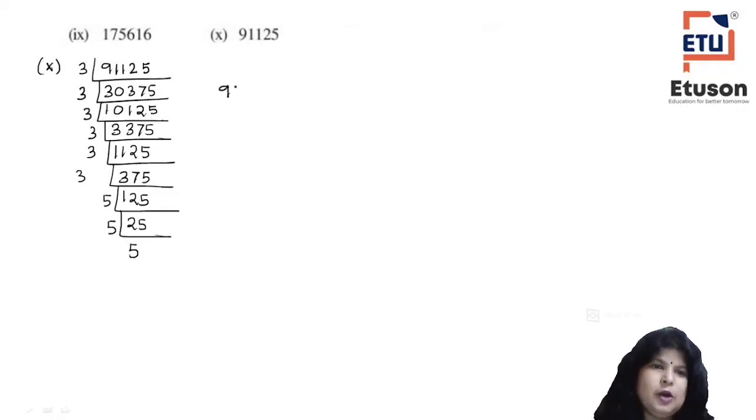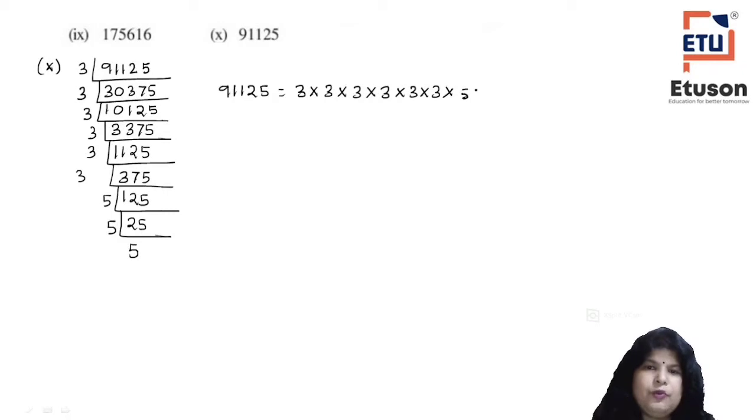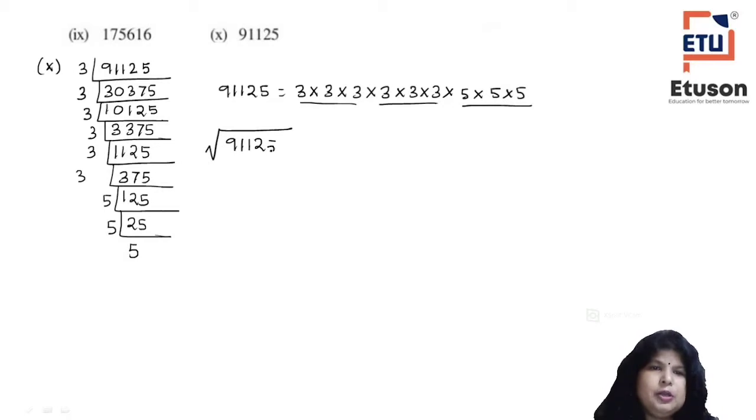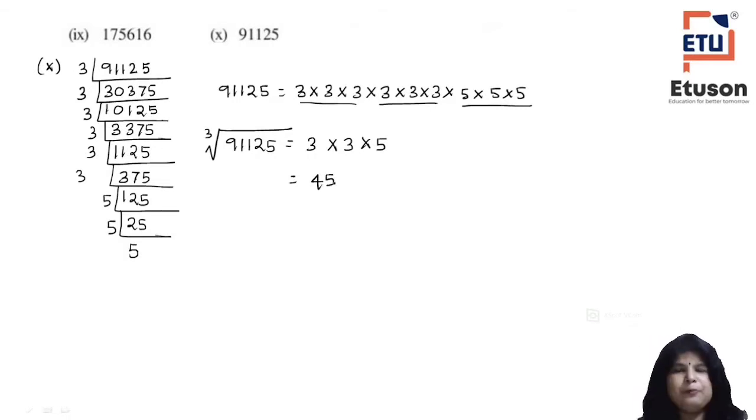So now let us write down the prime factors. That is 3 into 3 into 3 into 3 into 3 into 3 into 5 into 5 into 5. Now let us form the group of 3. So now you have formed the group of 3. Now while finding out the cube root of the number, you have to take one number from each group. So first group you took 3, second group you took 3, and the third group you took 5. So the answer is 9 into 5, and that is equal to 45.